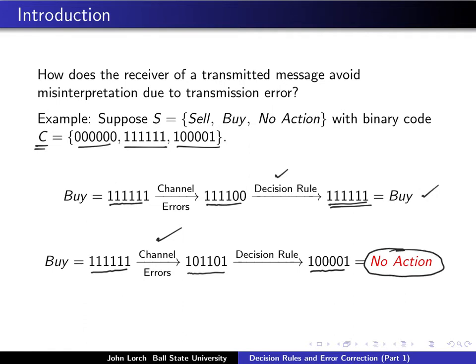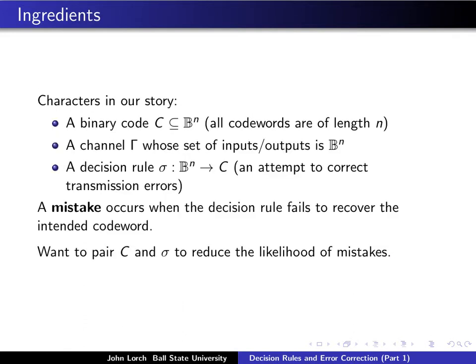Now here we have a failure of sorts, right? The sender has sent the message buy. The receiver has interpreted this as no action. And so this is what we call a mistake. And we want to avoid those if possible. So this story of correcting transmission errors is one that is going to span the next few chapters.